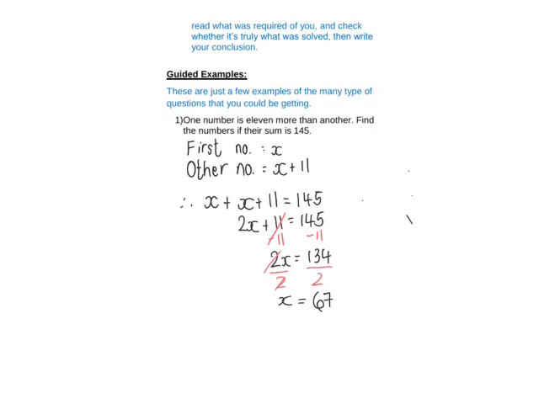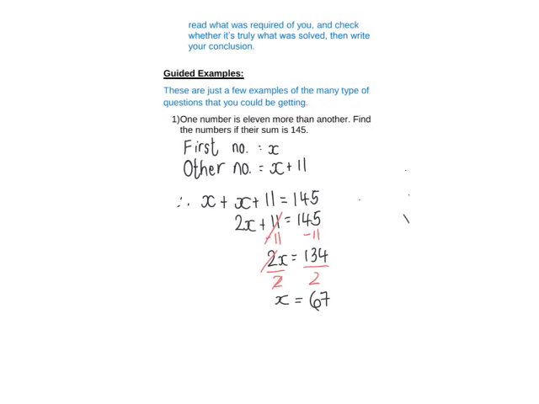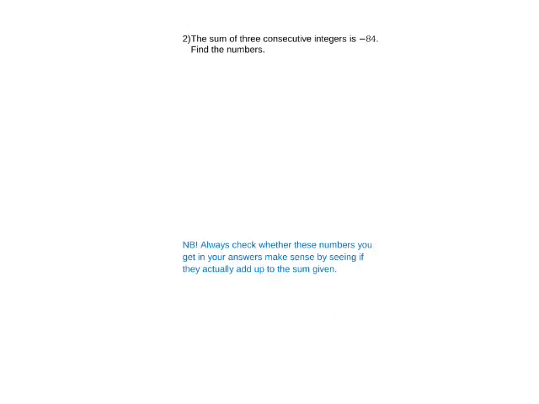Okay, let me just move this back up again. And then, therefore, go back to your question, read it. Find the numbers if their sum is 145. They don't just want the value of one number, they want the value of both. So our final conclusion then is the first number, that's what we called it, is 67, and the other number will then be 78. And you can double check by adding them together and seeing whether that gives you 145. On to the next example.